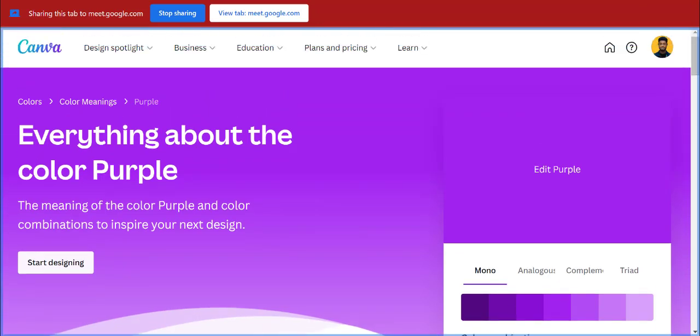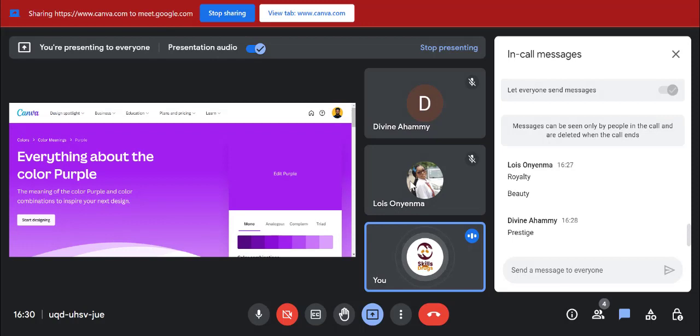Okay, so what's the next secondary color? We've mentioned green, we've mentioned purple. What's the next secondary color, if you guys can still remember? Can you guys still remember? We've mentioned green, we've mentioned purple. What's our next secondary color? Or you guys have forgotten so soon? Divine and Lois, what's our next secondary color?